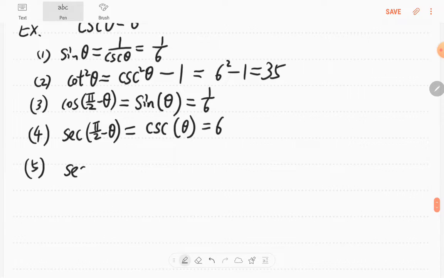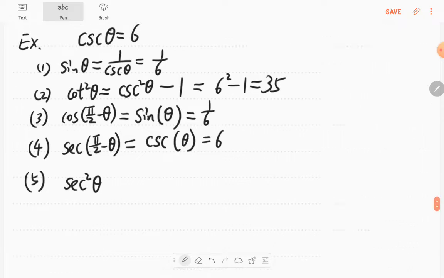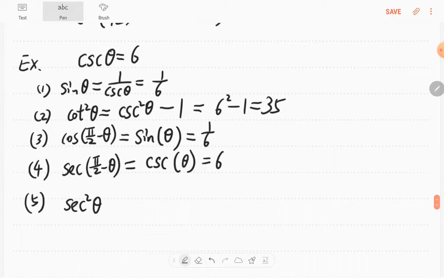So now let's look at secant square. Okay, so we have no direct identities, right? Not like the previous four. The idea is the most efficient way is to draw a right triangle, right? Like we did in the previous example.